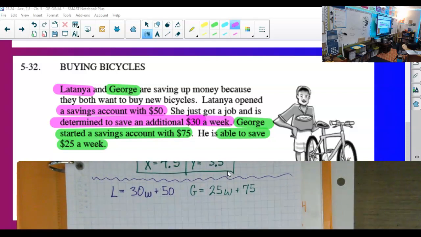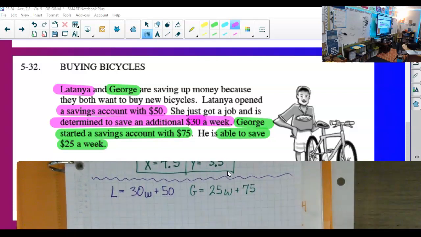Simon? What I did is I moved the decimal point to graph it. Guys, what's our goal here? We're trying to figure out when they will have the same amount. When will they have the same?